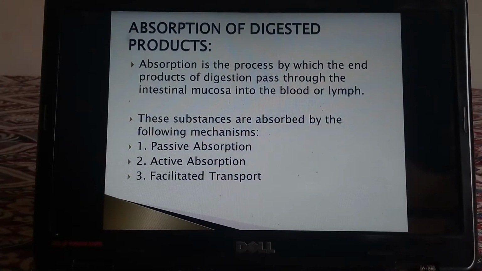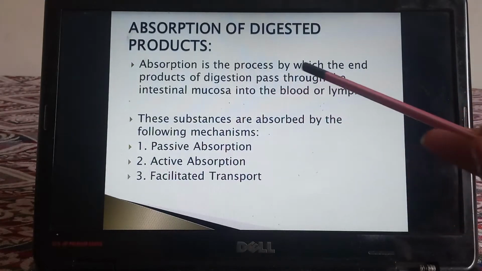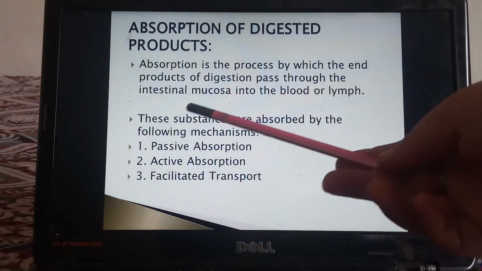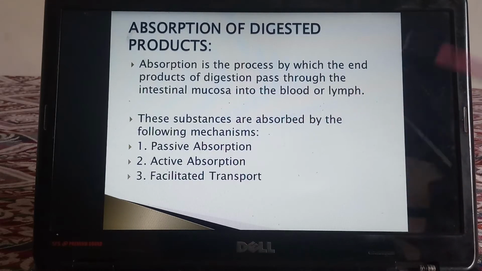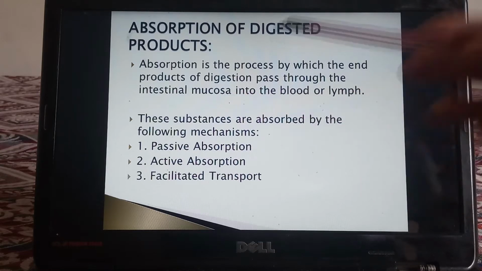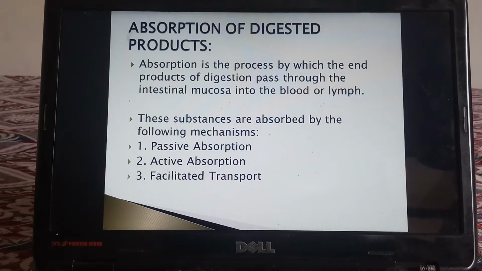To understand this process, we need to understand what absorption is. Absorption is the process by which the end product of digestion passes through the intestinal mucosa into the blood or the lymph. So the mechanism through which the digested food items enter into the blood or lymph is through the intestinal mucosa.